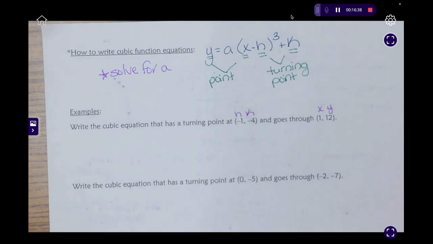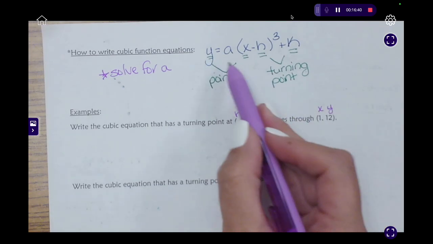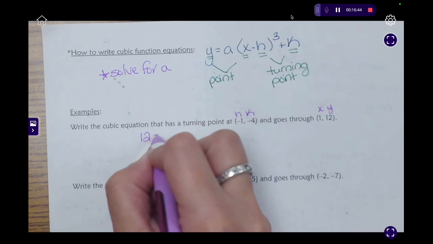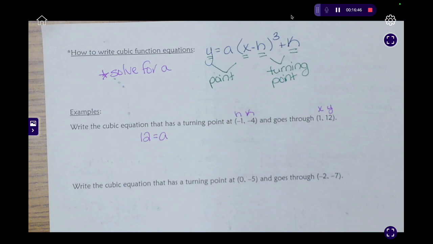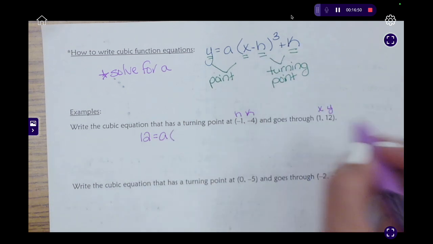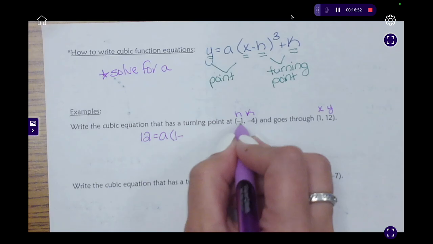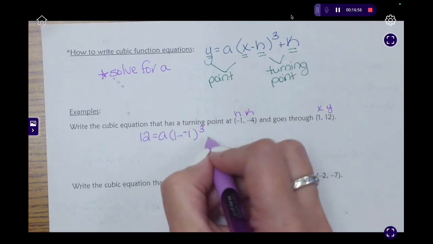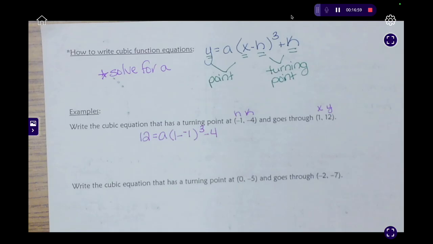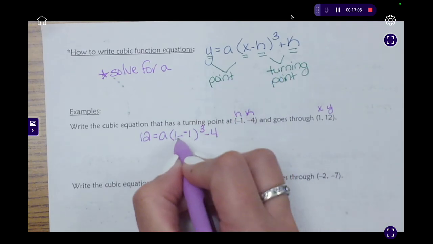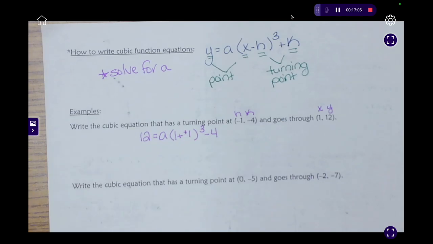That's x and y. So looking at that, if I'm plugging this in, this is y equals, so my y value is 12, equals a, I don't know. That's what I'm always going to look for. And then x minus h. So that would be 1 minus a -1, cubed, and then plus my k value, which is a -4. Okay, so plug everything in to this formula, and then you're going to start simplifying. Remember that double negative is going to turn to a positive.